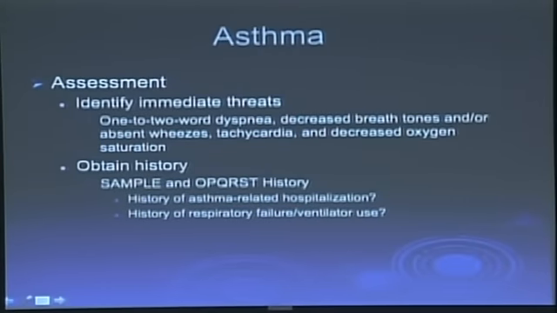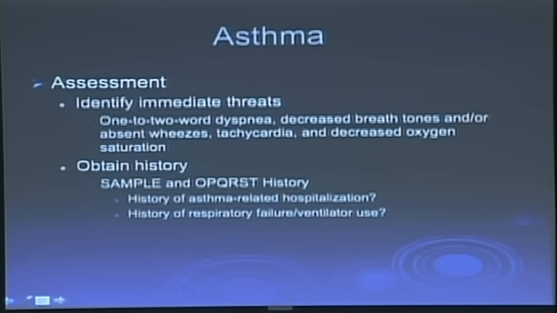Asthma, identify the immediate threats. One to two word dyspnea characteristic, decreased breath tones, or absent wheezes. A real asthmatic should have wheezes. If they don't have wheezes, it means they're not moving air. Tachycardia, decreased oxygen saturation. When you start out with asthma, the first thing you hear are expiratory wheezes. Then you get inspiratory and expiratory wheezes. Then you lose wheezes as it becomes more obstructed.